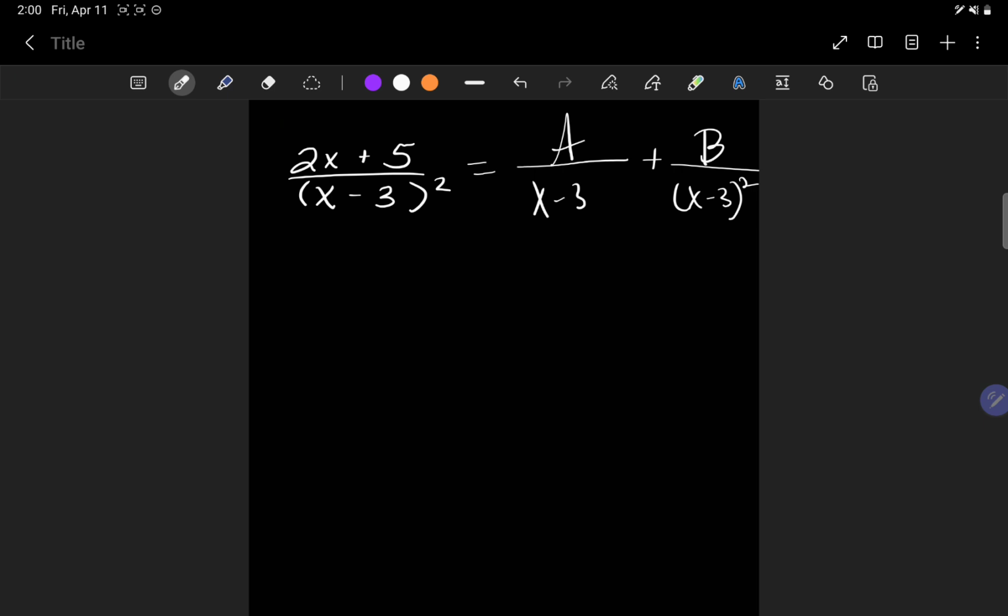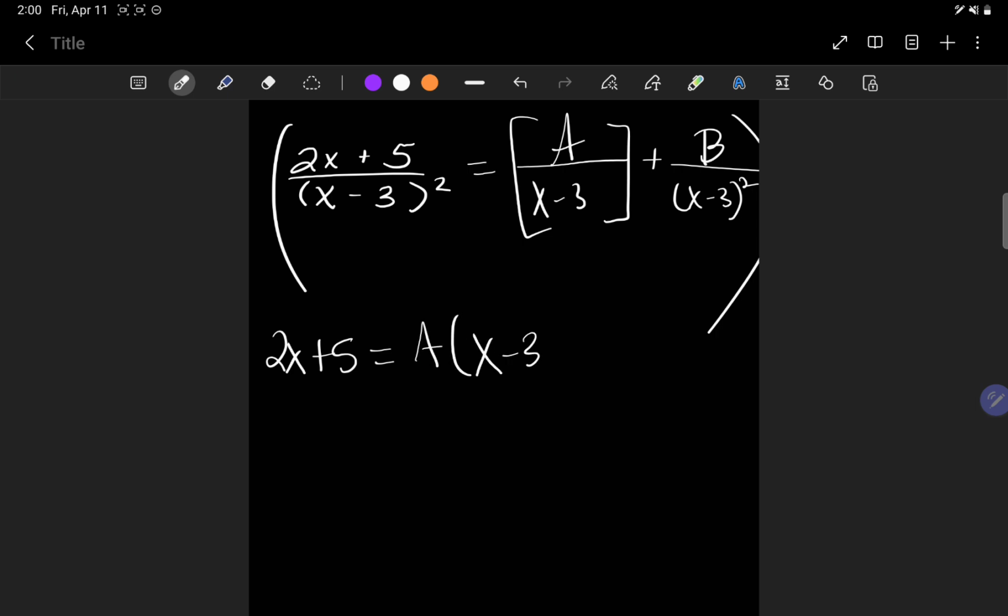So, multiply both sides by the common denominator. Right. So my left side is going to stay 2x plus 5. And then the right side, this fraction here, it's going to have an x minus 3. One of the factors is going to cancel out. But I still need the other. And that one's just going to be B. Exactly.